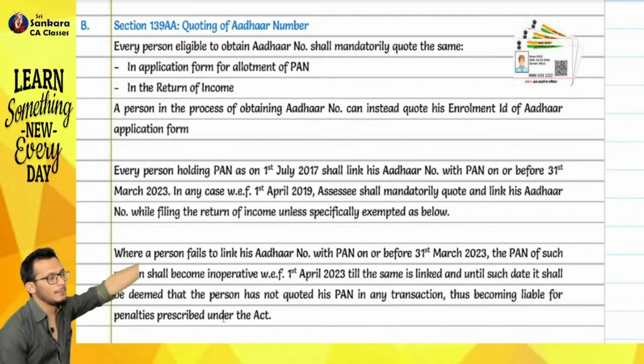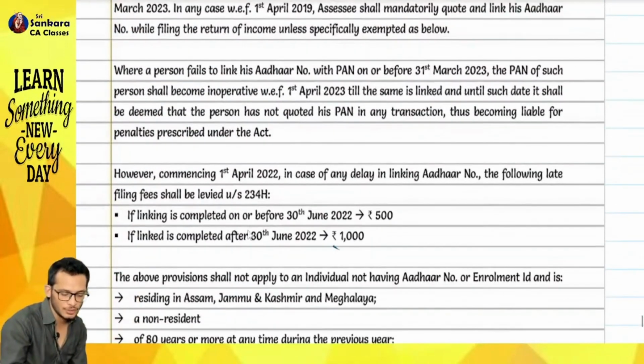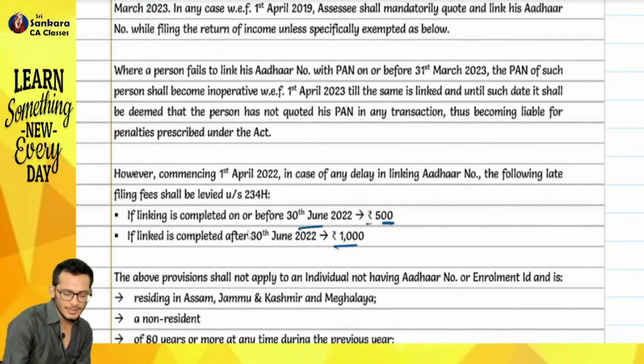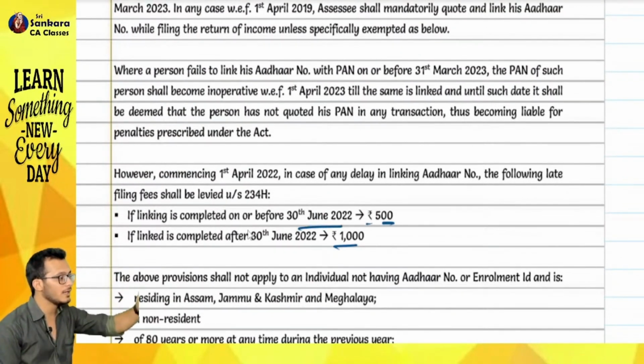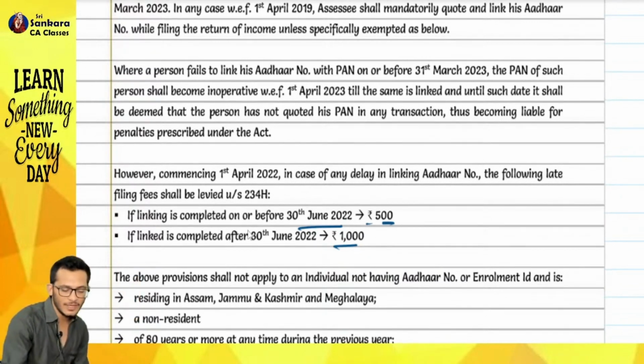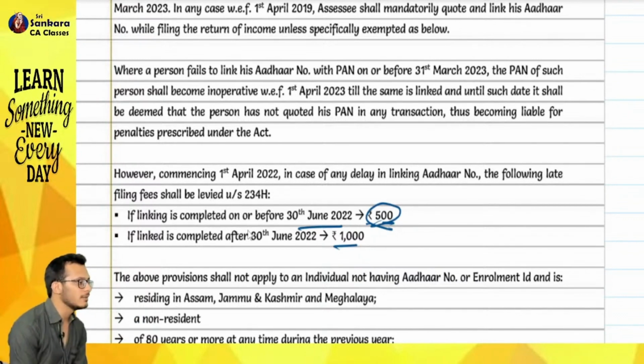If you have not linked your PAN with Aadhaar after 31st March 22, they will levy something called 234H on you until 30th June, which means April 22, May 22, June 22. If you link it within these 3 months, I will levy a late filing fee of 500. If you link it after June, until 31st March 23, I will levy a late filing fee of 1000 rupees.